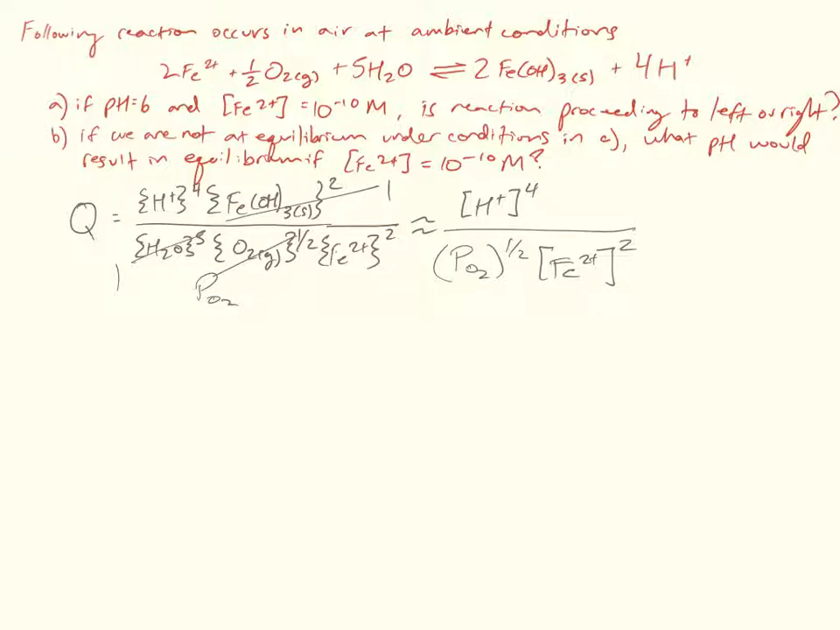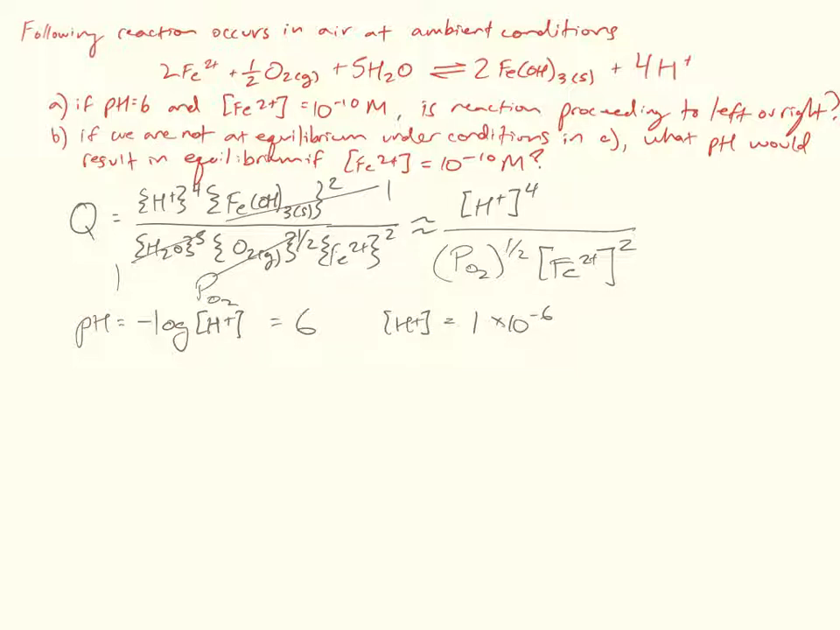Now, we can calculate what the value of this is for the conditions given. We recall that pH equals the negative log of the H plus concentration. Hopefully you learned that in general chemistry. And so if our pH is 6, we can solve for our H plus concentration, which is equal to 1 times 10 to the negative 6th.